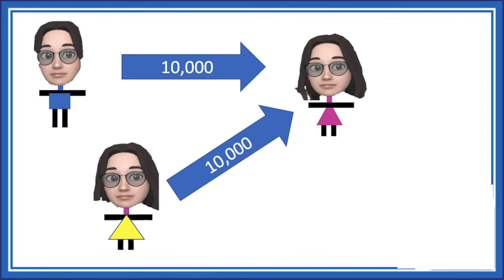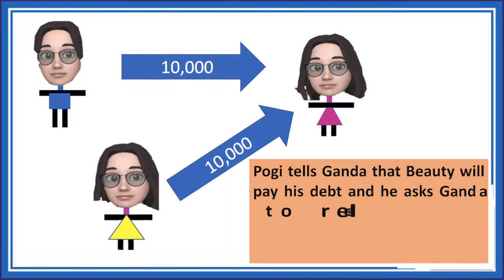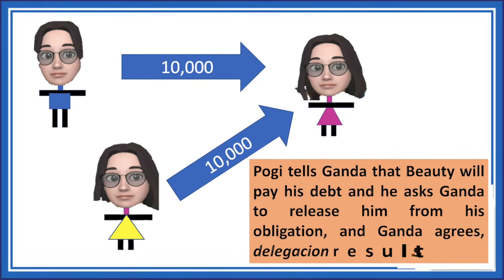Pero kung yung nangyari is ganito, nung sinabi ni Pogi na si Beauty na ang magbabayad, and hiningi niya kay Ganda that he be released from his obligation, okay? Na ma-release na siya sa kanyang obligasyon, wala na siyang obligasyon, si Beauty na ang may obligasyon, and to that premise ay pumayag. Doon nag-agree si Ganda. Then, in that case, nagkaroon ng delegasyon. Okay? Nagkaroon ng novation. Kasi yung four requisites ng novation ay present.